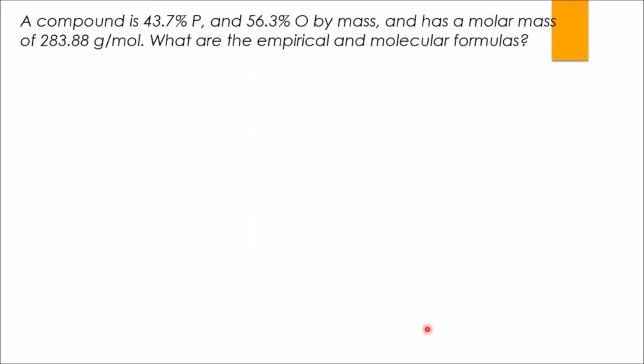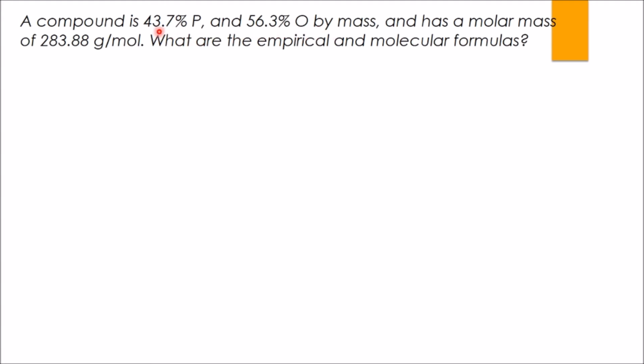We have an example and we are going to look at how we calculate the empirical formula and molecular formula. So let's look at the question. We have this question: a compound is 43.7% phosphorus and 56.3% oxygen by mass.